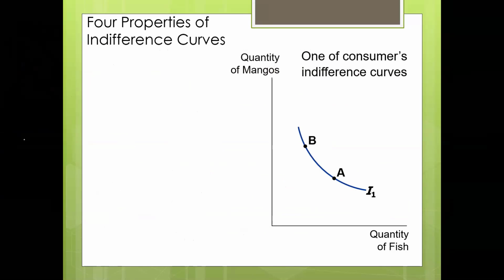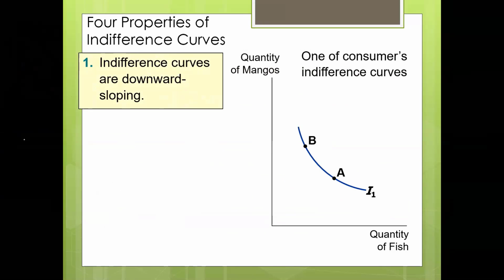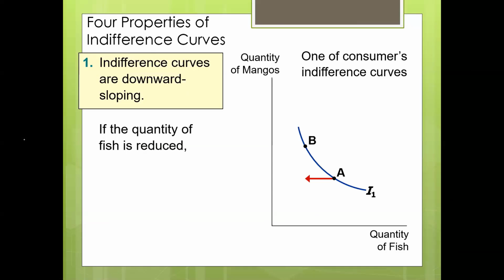So there are four properties. The first property is that indifference curves are downward sloping. What does it mean? Suppose he's moving from point A to B. When he's moving from A to B, suppose the quantity of fish that he's consuming is reduced.